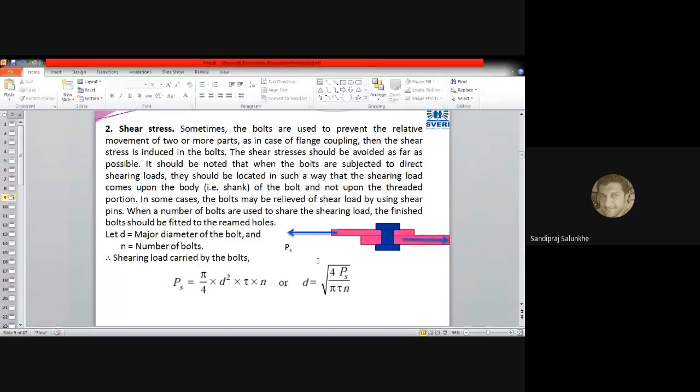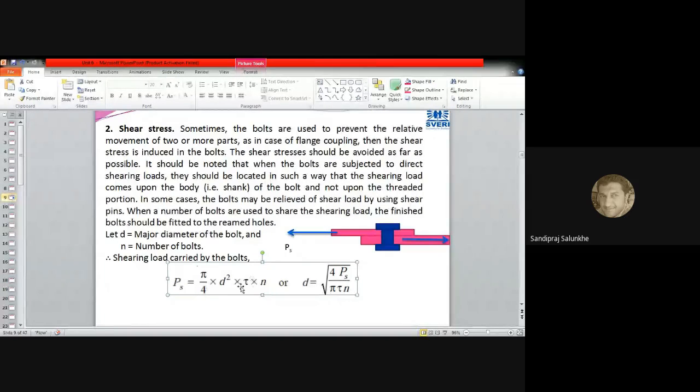So force divided by area is equal to stress, calculation which we have done. That we are going to calculate for the force. Force is equal to stress, here stress is denoted by tau, multiplied by area. So area is pi by 4 d square multiplied by N. So this force will be sustained by means of diameter d and N number of bolts, having a relationship in this way.